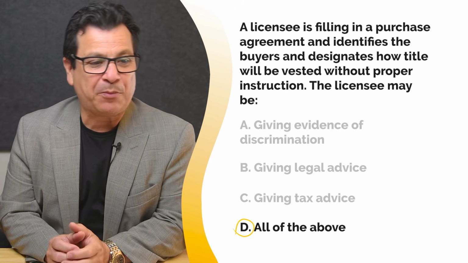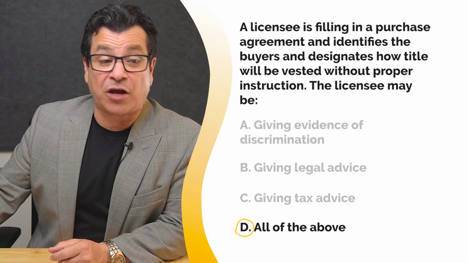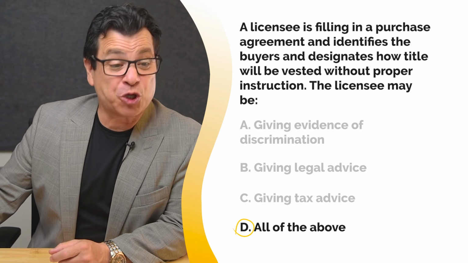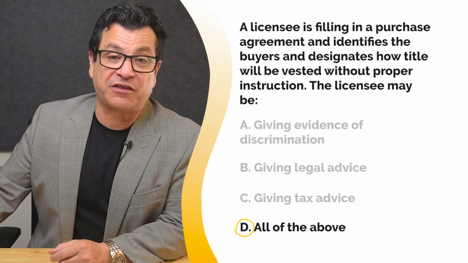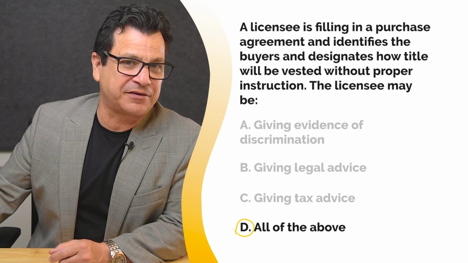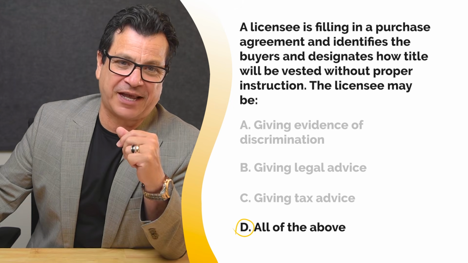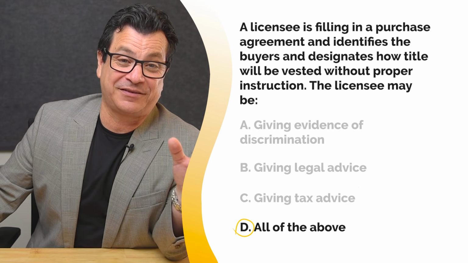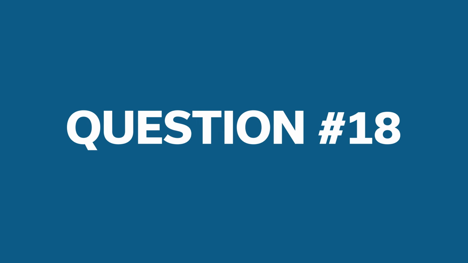Explanation. The way people take and vest title may have tax consequences and may be discriminatory due to the selection of gender on the vesting form. This may also be evidence of providing legal advice. And there you have it. What is the answer? All of these. Let's keep going.